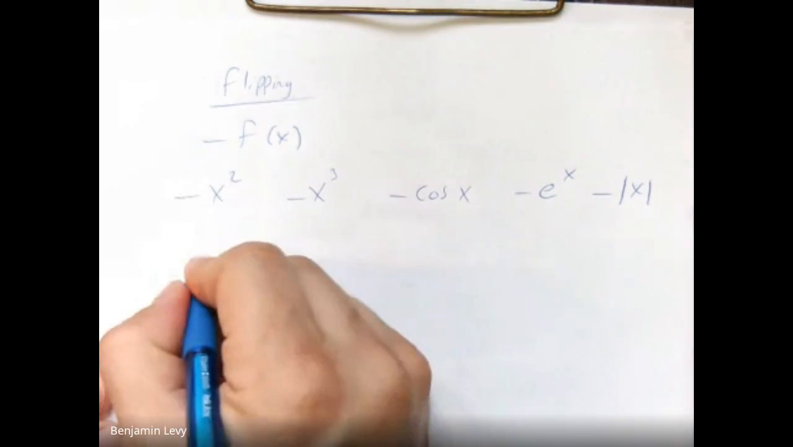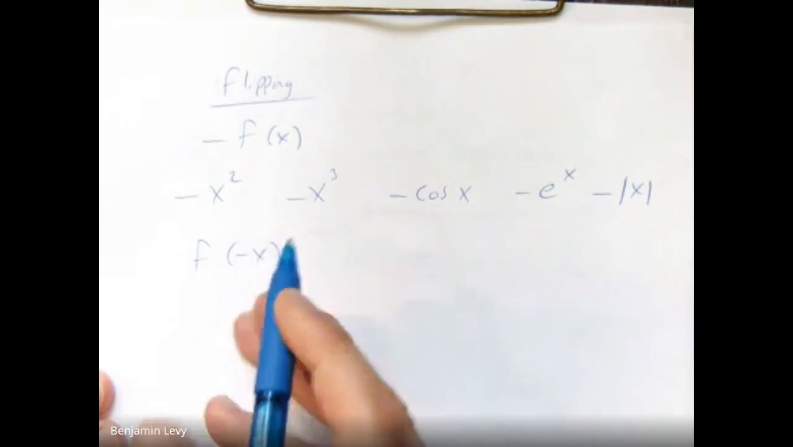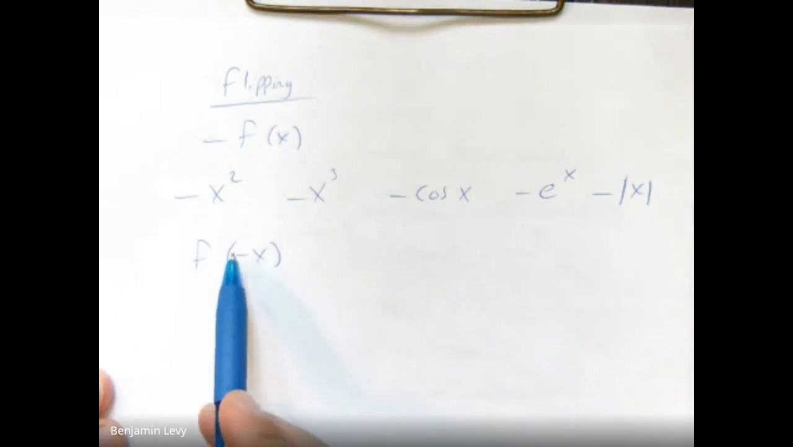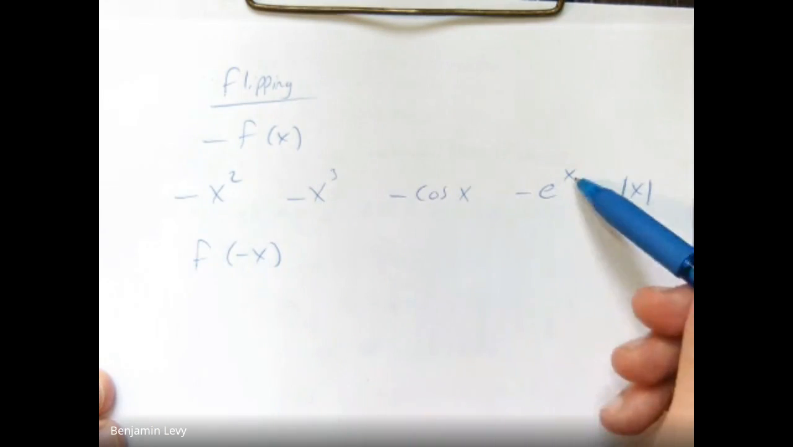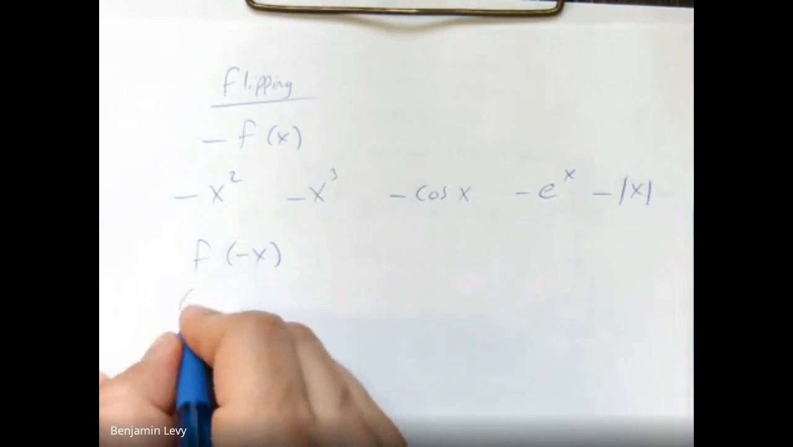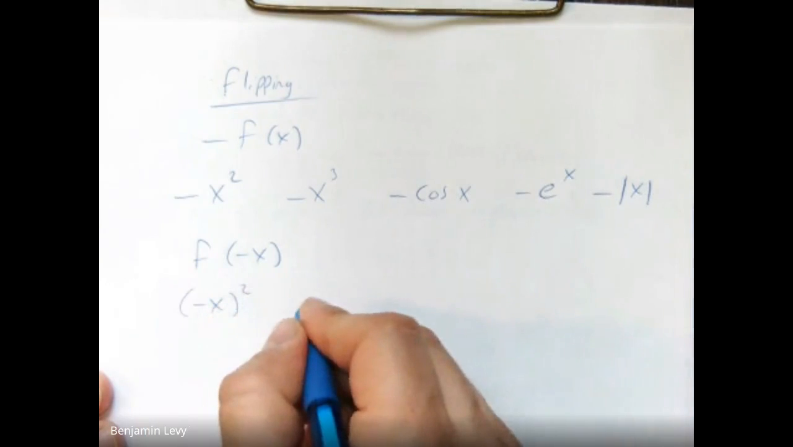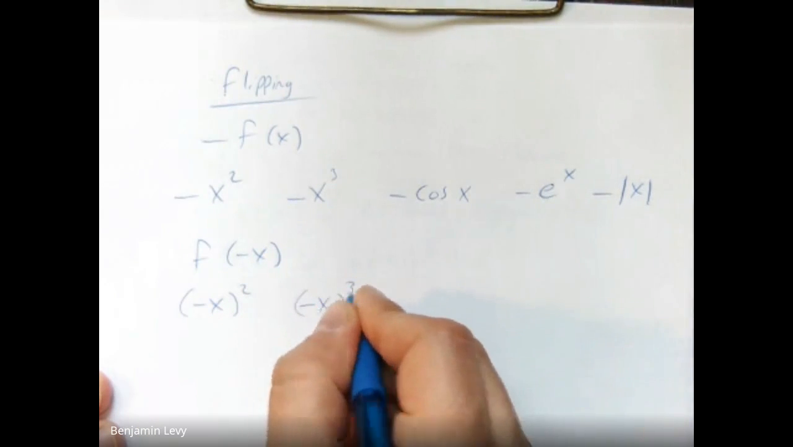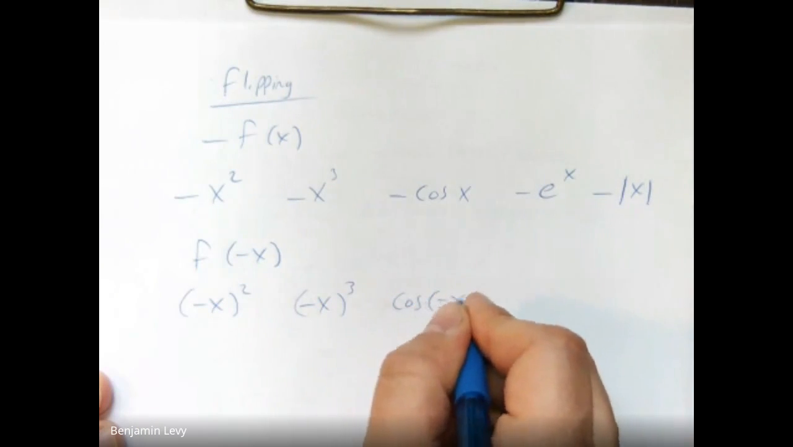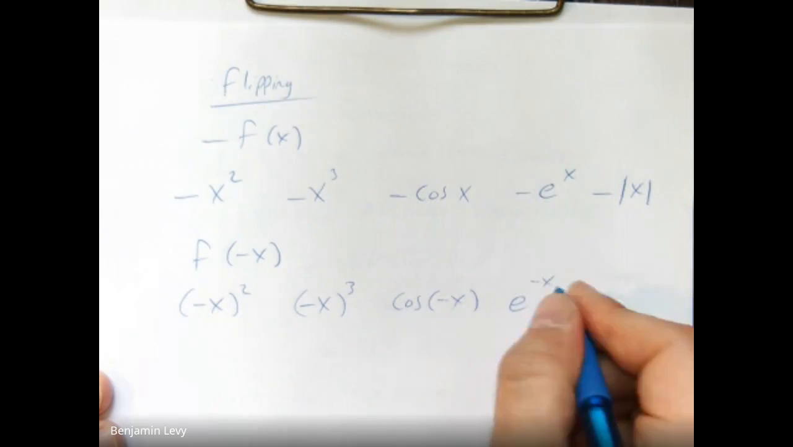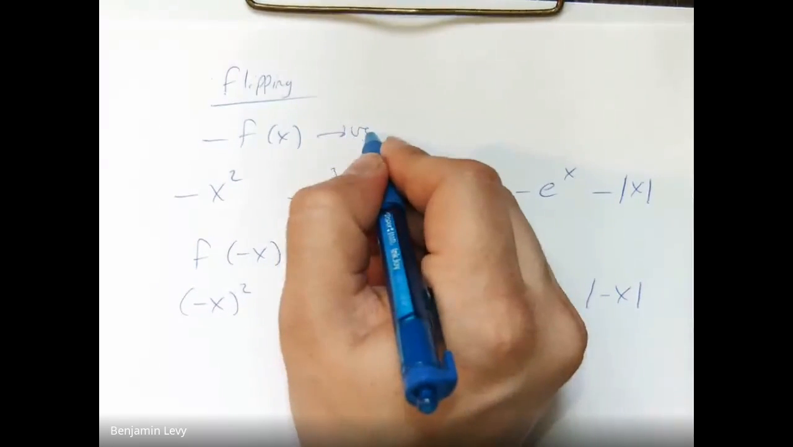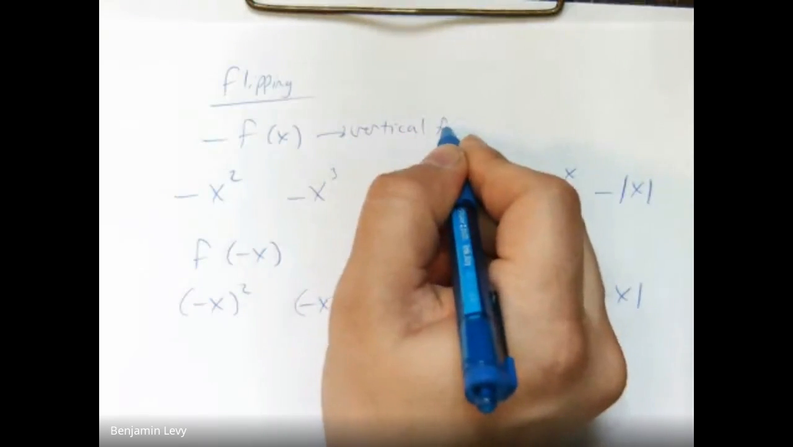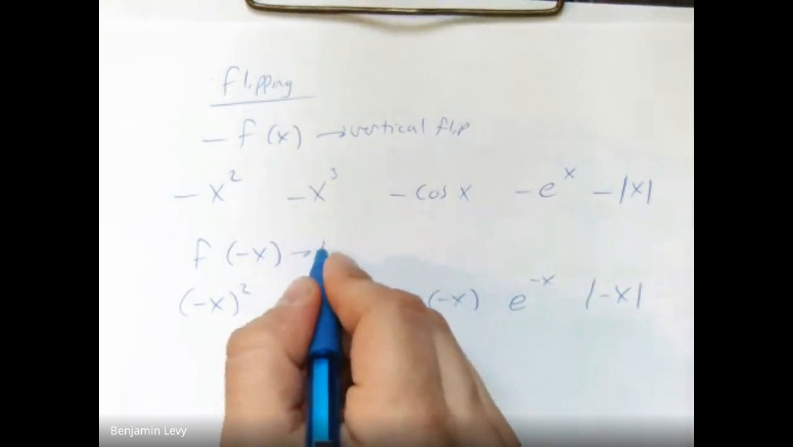Whereas if we did it like this, it's going to be right up against the x. So it's going to be inside the square, or it's going to be inside the cosine, or it's going to be in the exponent, right? So it's going to look more like this. So these would be vertical flipping. And this would be the horizontal.